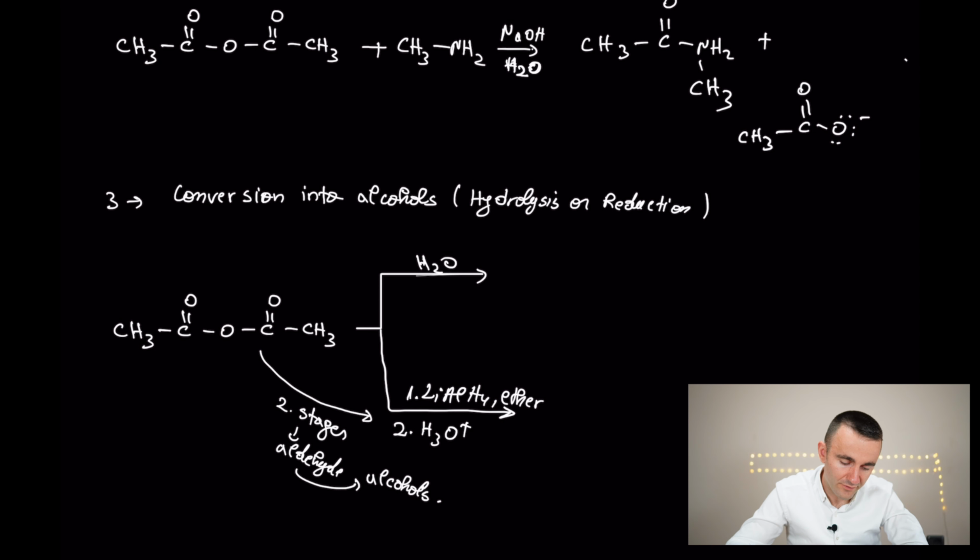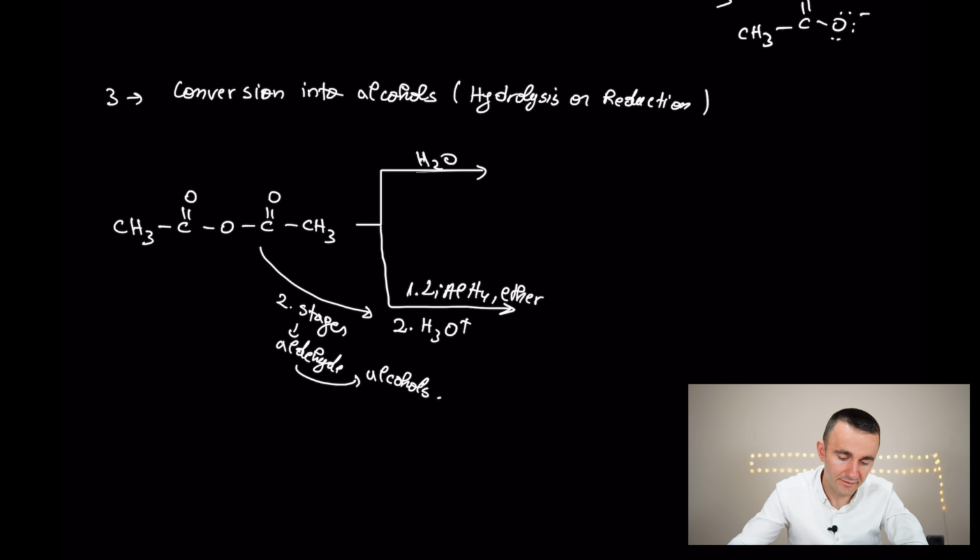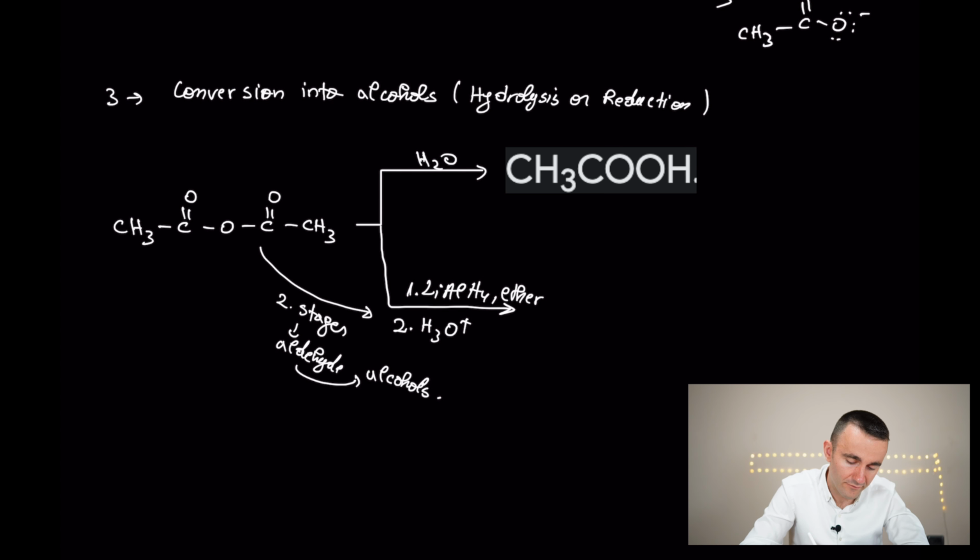Right? Let's move further. Conversion into alcohols, hydrolysis or reduction. You can do hydrolysis with water and the formation of acetic acid, or with lithium aluminum hydride. In two stages, first you form an aldehyde, and after that you form an alcohol.